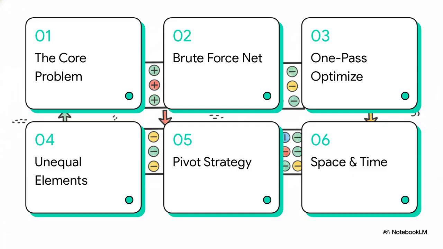Here is our roadmap for today. We'll hit the core problem, look at our safety net, which is the brute force approach, then jump right into the one-pass optimization. After that, we tackle the unequal elements twist, pivot our strategy, and finally wrap it all up with space and time complexity. Let's just dive right in.